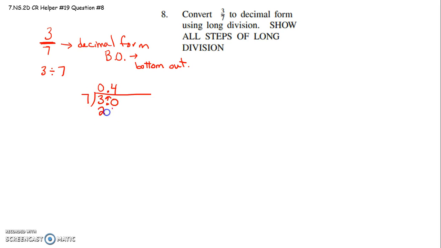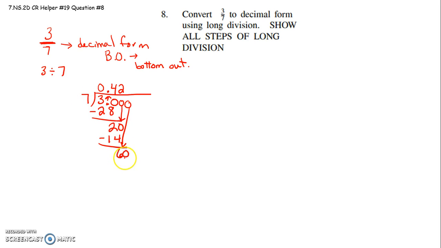4 times 7 is 28. Subtract off, I'm left with a 2. I drag down a 0. How many times does 7 go into 20? 7 goes into 20 twice. 2 times 7 is 14. Subtract off, I have a 6. I drag down a 0.